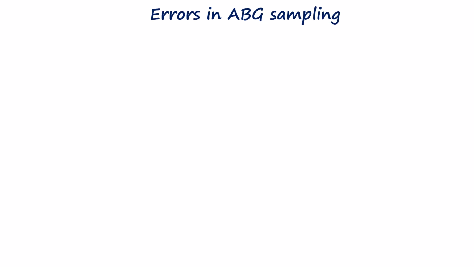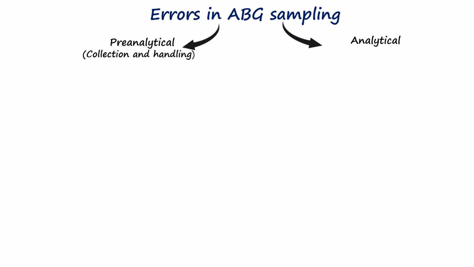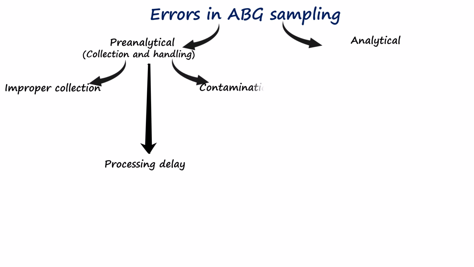ABG errors can be grouped into pre-analytical, relating to collection and handling of sample, and analytical, resulting during the process of analysis. Pre-analytical errors can arise from improper sample collection, delayed processing or contamination.